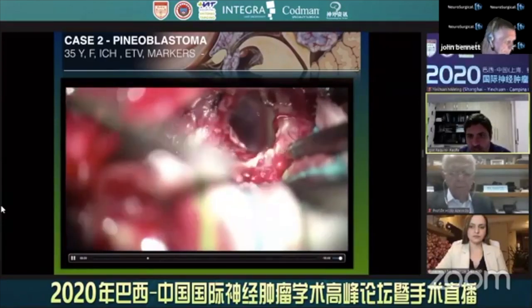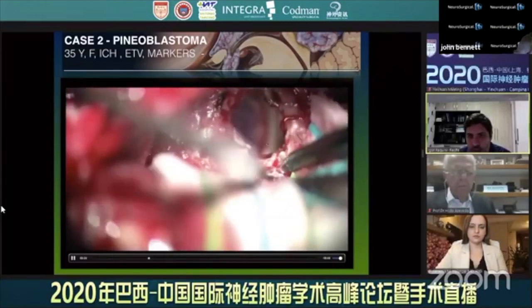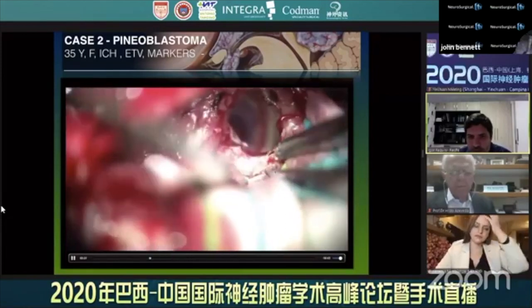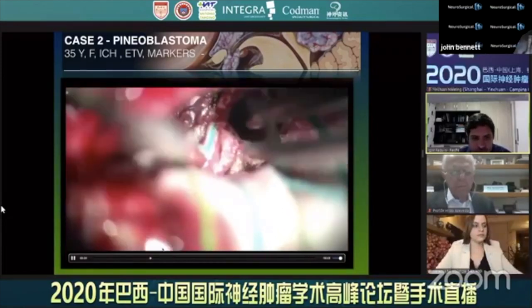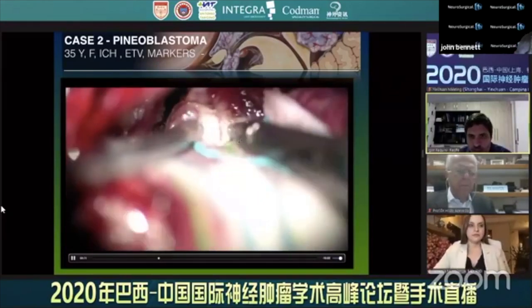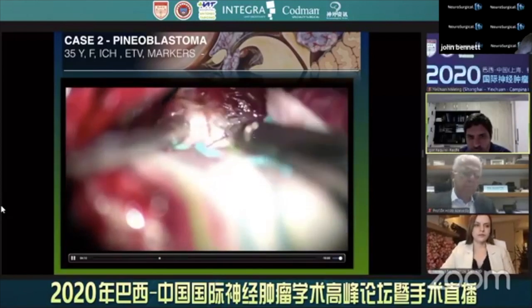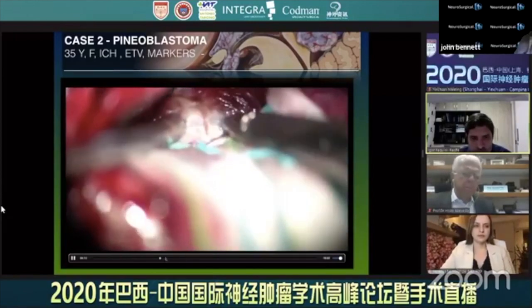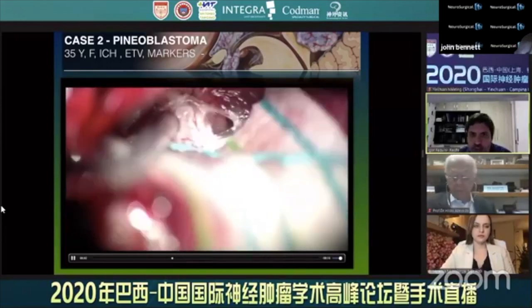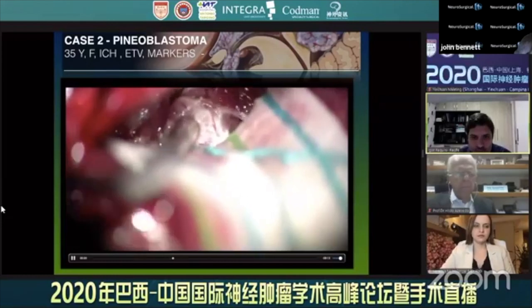Here we can see the posterior portion of the quadrigeminal cistern and the third ventricle. And we keep dissecting the tumor, especially from the blind spot. Here we try to separate the tumor from the Rosenthal's vein. And here we can already see a cleavage plane between the tumor and the surrounding veins.